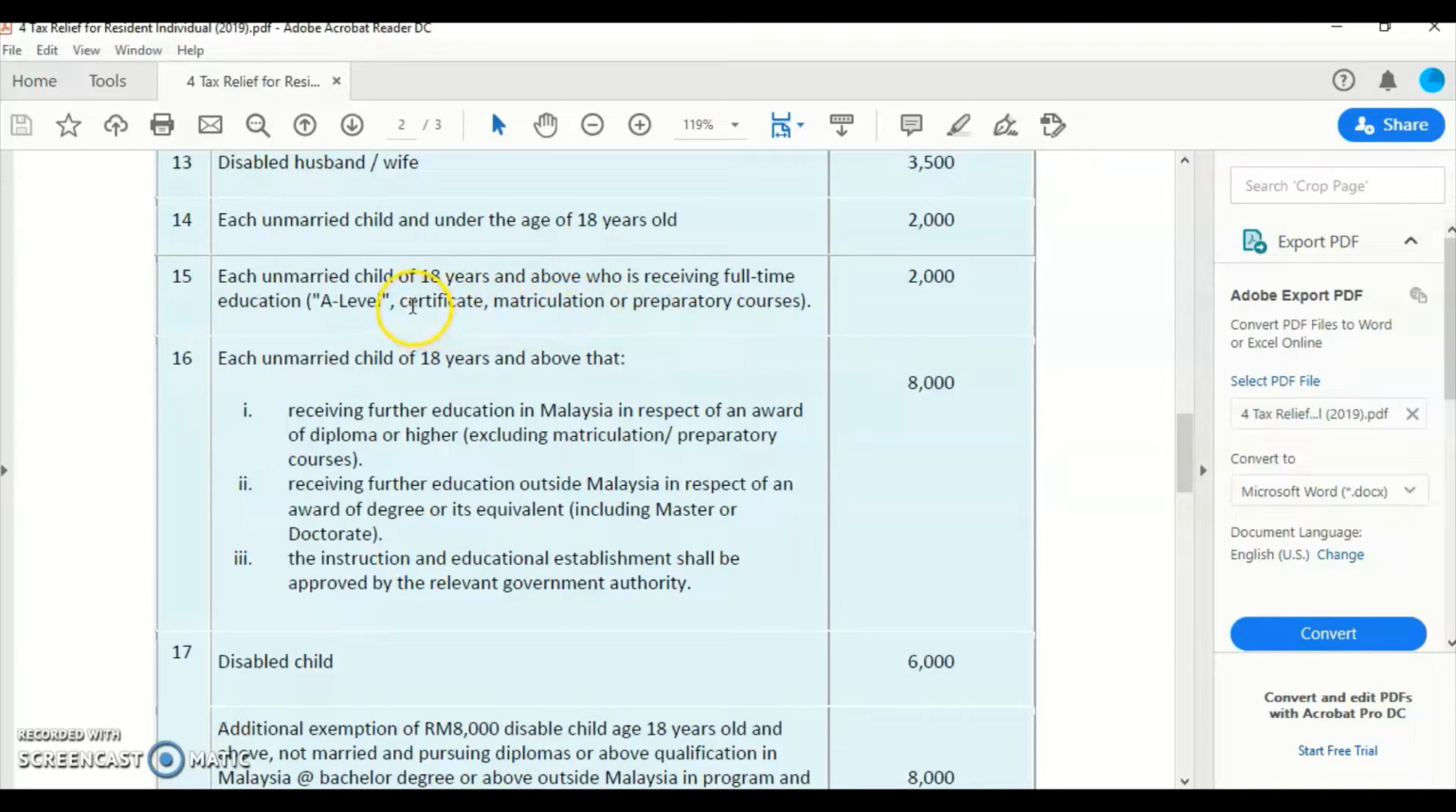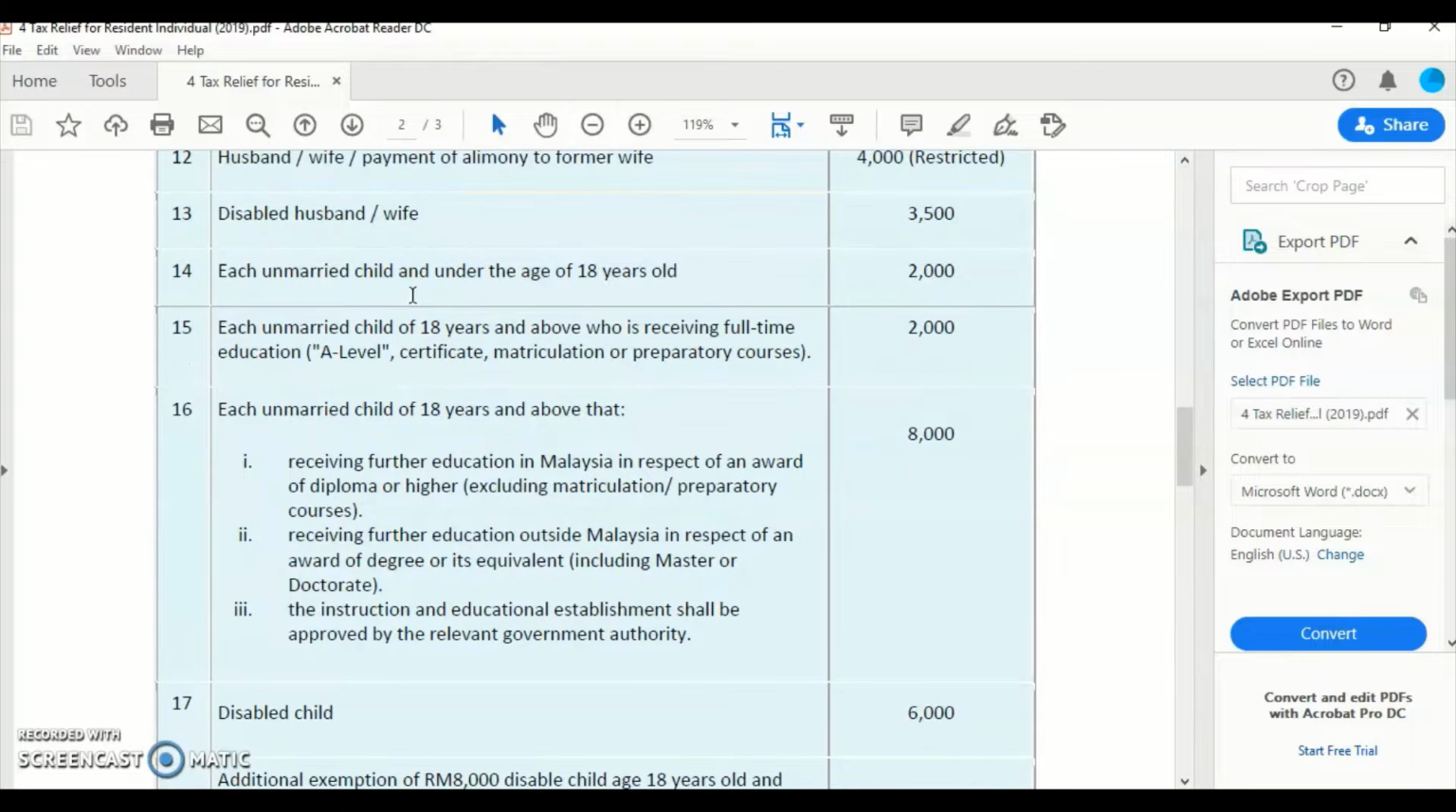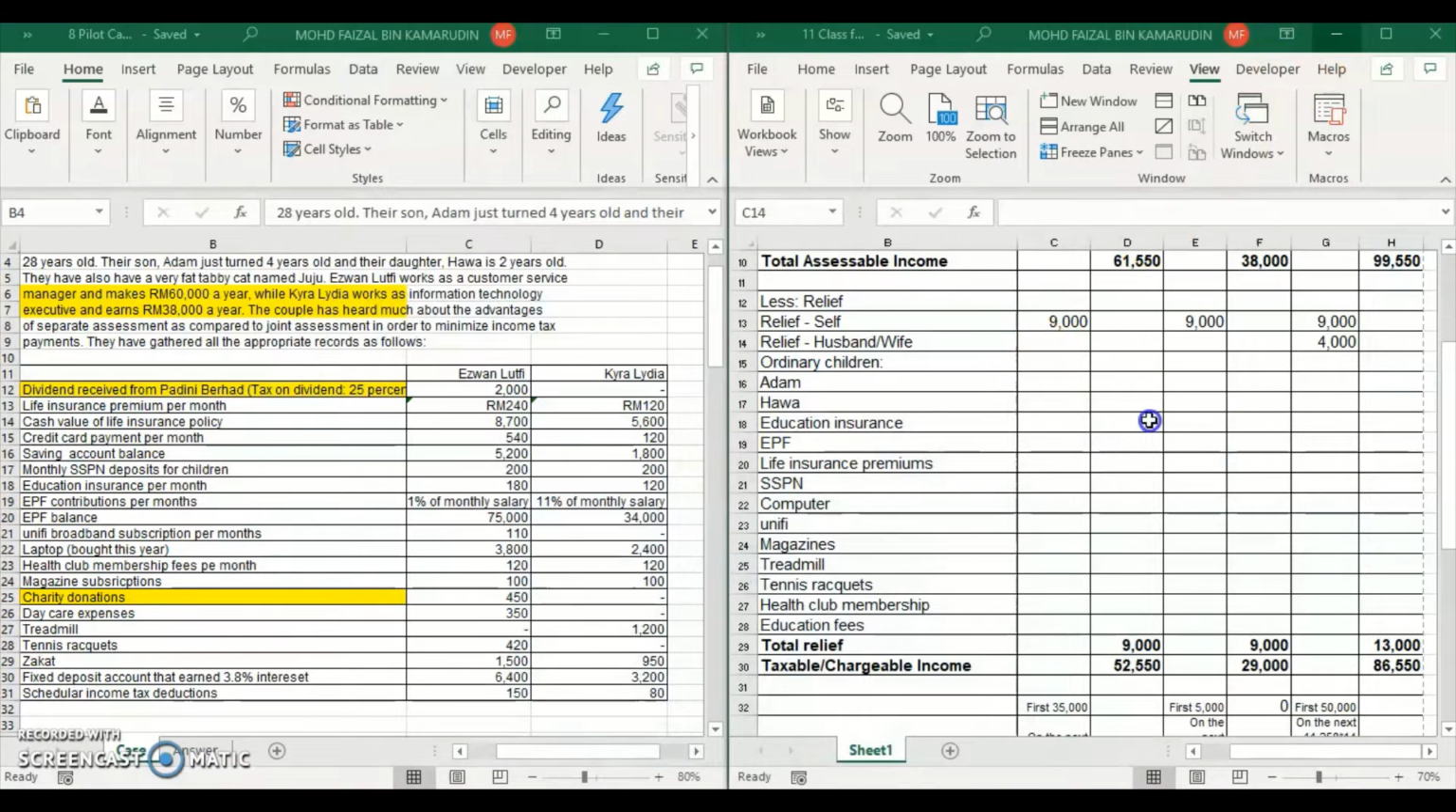Sorry, this one is number 14, for Adam and Hawa. So which one should claim? Either Ezwan or Kyra. Normally we will advise those with the higher income to take all, but it all depends. It's up to you whether you want to split on one. But from the taxation perspective, it is always better for those with the high income to take all the children.